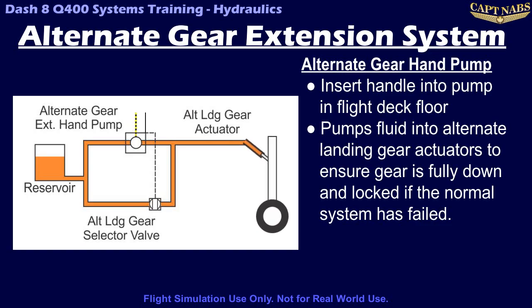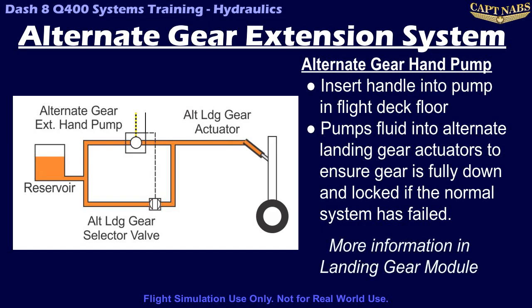This helps to force the landing gear into the fully extended and locked position if it is not already free-fallen all the way to the down and lock position. There is more information about the alternate gear extension in the landing gear module.